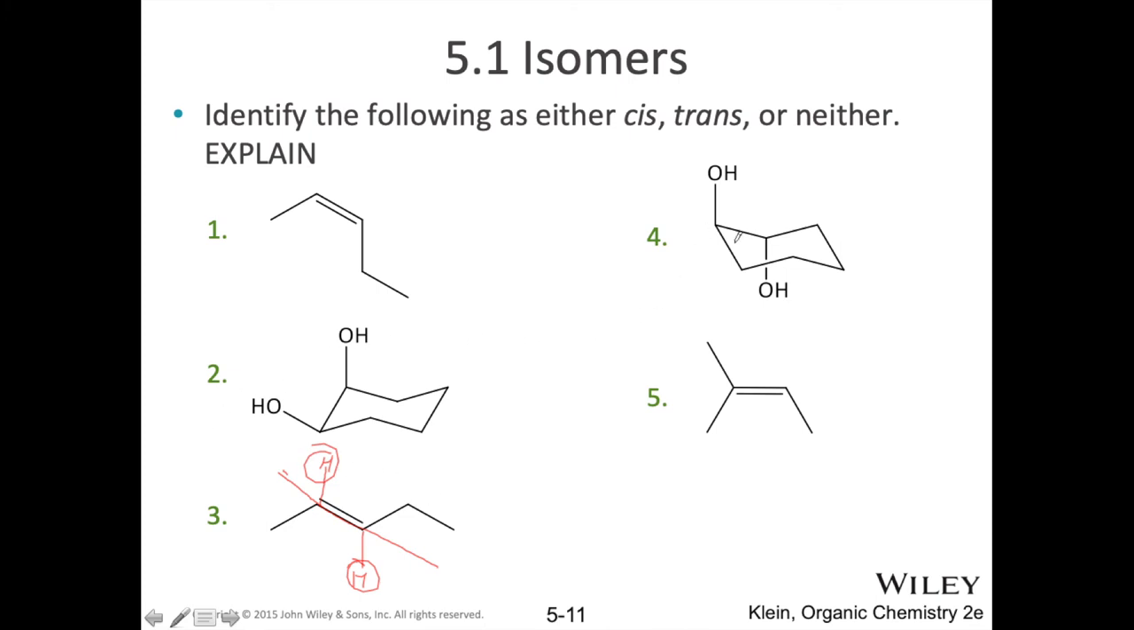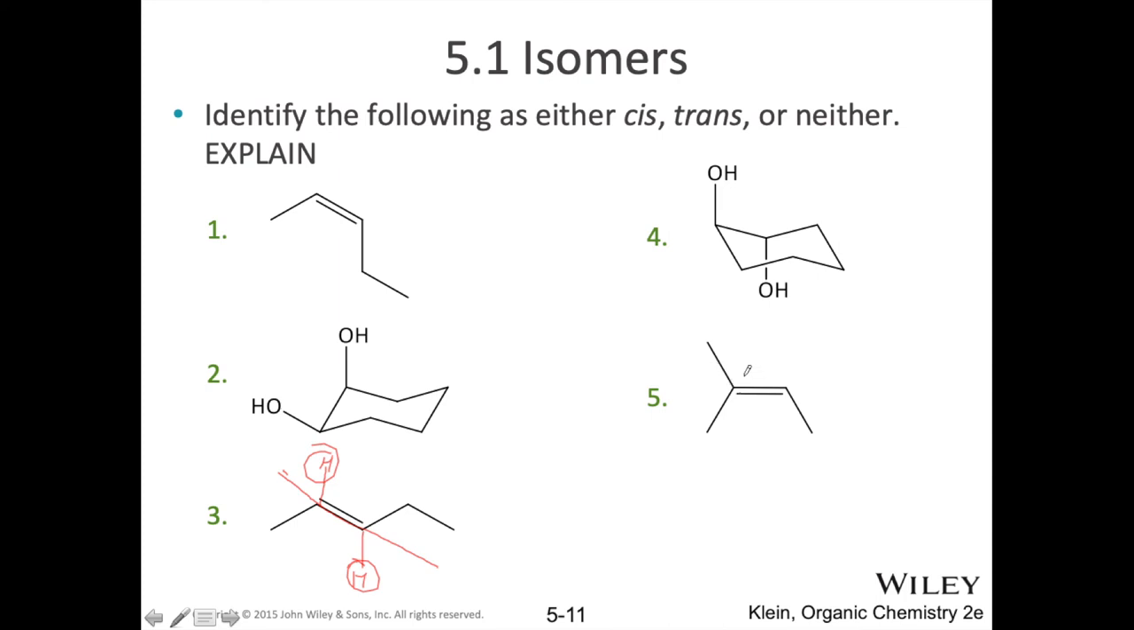Likewise, here we have one group pointing upwards, one group pointing downwards. This is trans. This example is an interesting one, and I think I kind of gave this one away earlier when we looked at this, but this is neither cis nor trans.